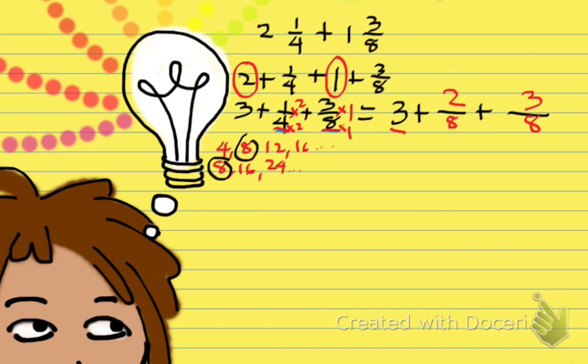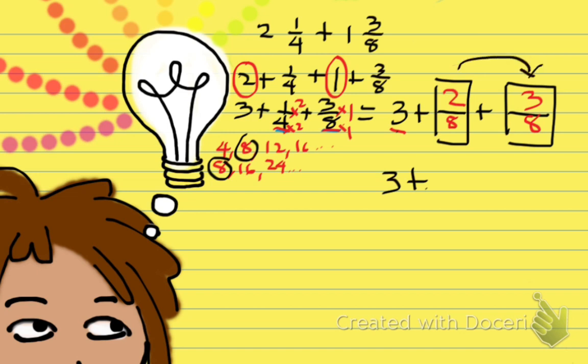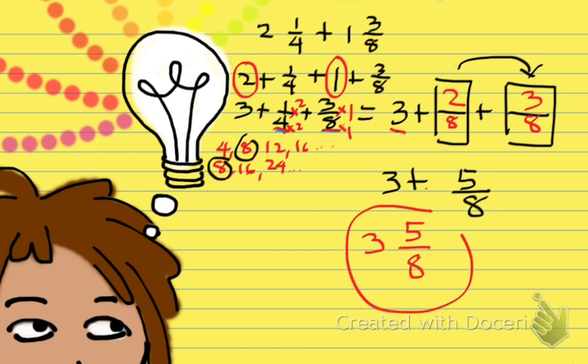So 2/8 plus 3/8. We can now add 2/8 plus 3/8. Simply, we copy our whole number 3 plus, and 2 plus 3 equals 5, and copy our denominator 8, 5/8. So we have now 3 plus 5/8. So we can rewrite as 3 and 5 over 8. And this is now our final answer.